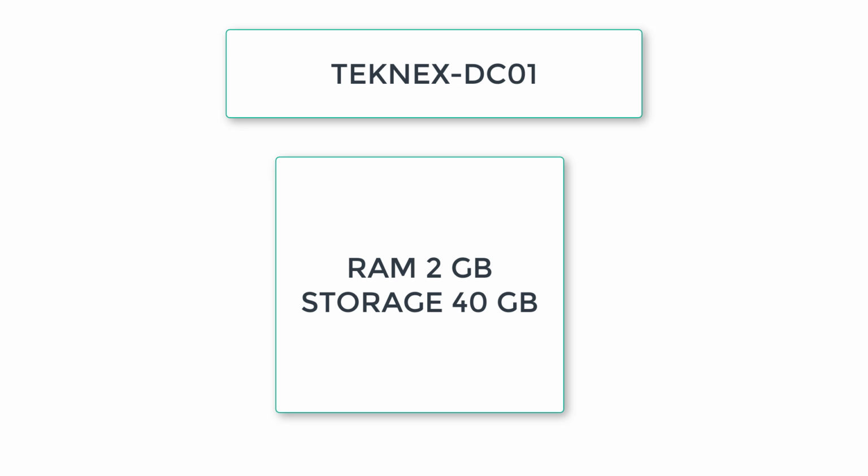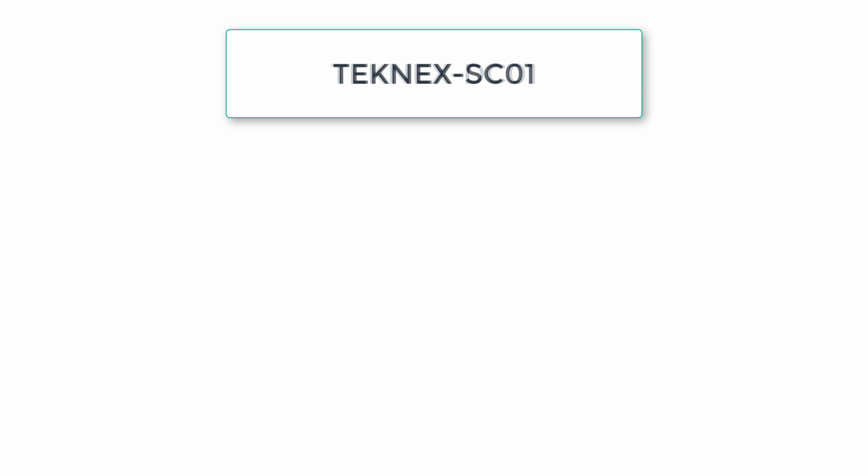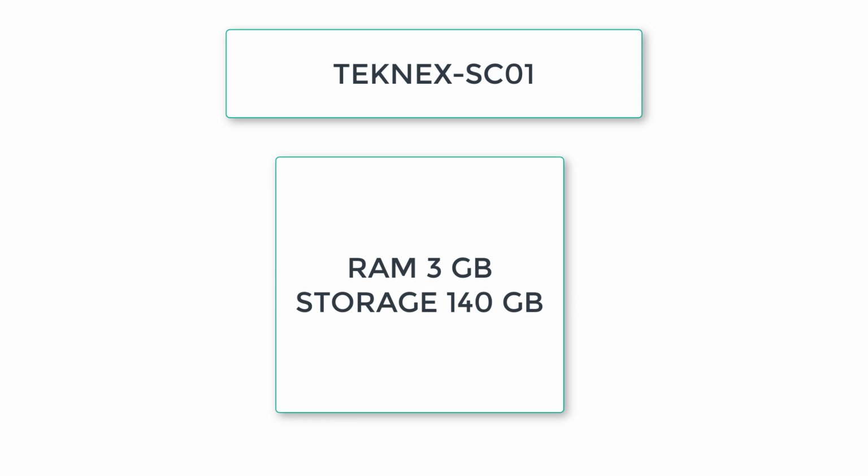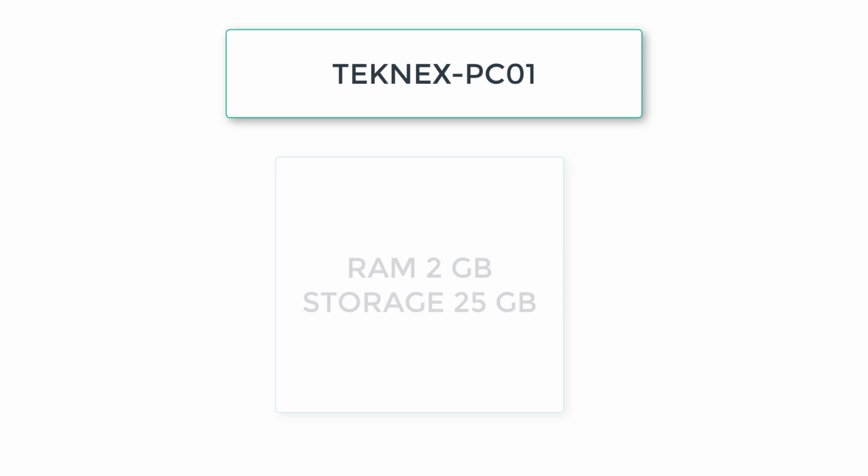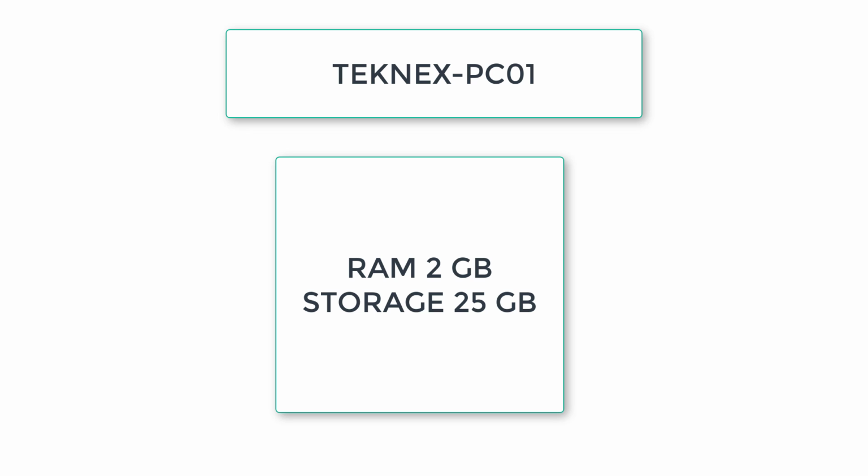TEKNEX-DC01 is going to be our domain controller, and it has RAM 2 gig and storage 40 gig. I think it's more than enough for it. TEKNEX-SCO1 will have RAM 3 gig and storage 140 gig. With the RAM, I think 3 gig will do the job. We might have to bump it up a little bit, but not much, maybe 4 gig maximum. It will run fine because I have an SSD. The performance is going to be okay because I have already tested on one of the SSDs that I had earlier, and the performance was all good with 3 gig RAM. And PC01 is going to be 2 gig RAM and storage 25 GB.